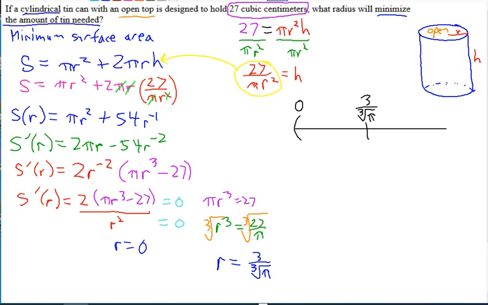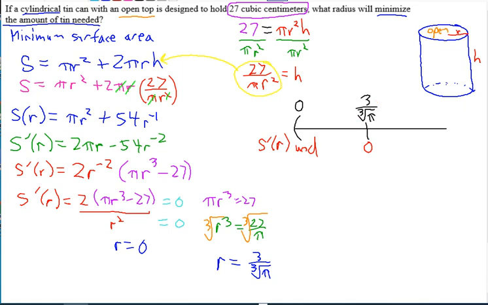And then when we label this S prime of r, the only difference here is we won't be able to test 0 because 0 is one of our critical numbers. It makes the derivative undefined. And this one came from the numerator, makes the derivative 0. So to see what you could test between 0 and 3 over the cube root of pi, well, the cube root of pi is like the cube root of 3.14, which, cube root of 1 is 1, cube root of 8 is 2, so it's 1 point something. Into 3, notice that's more than 1. So you could safely test 1 here.